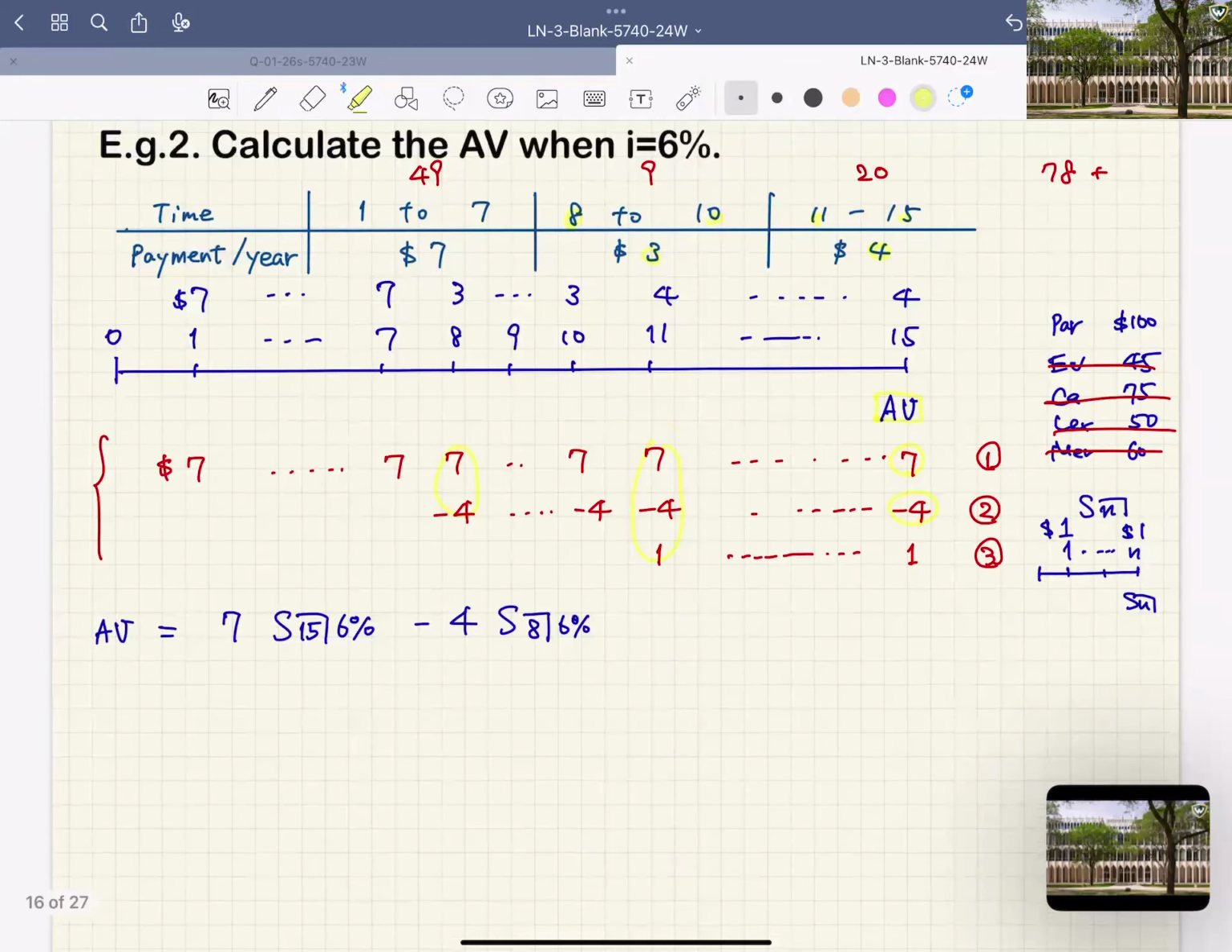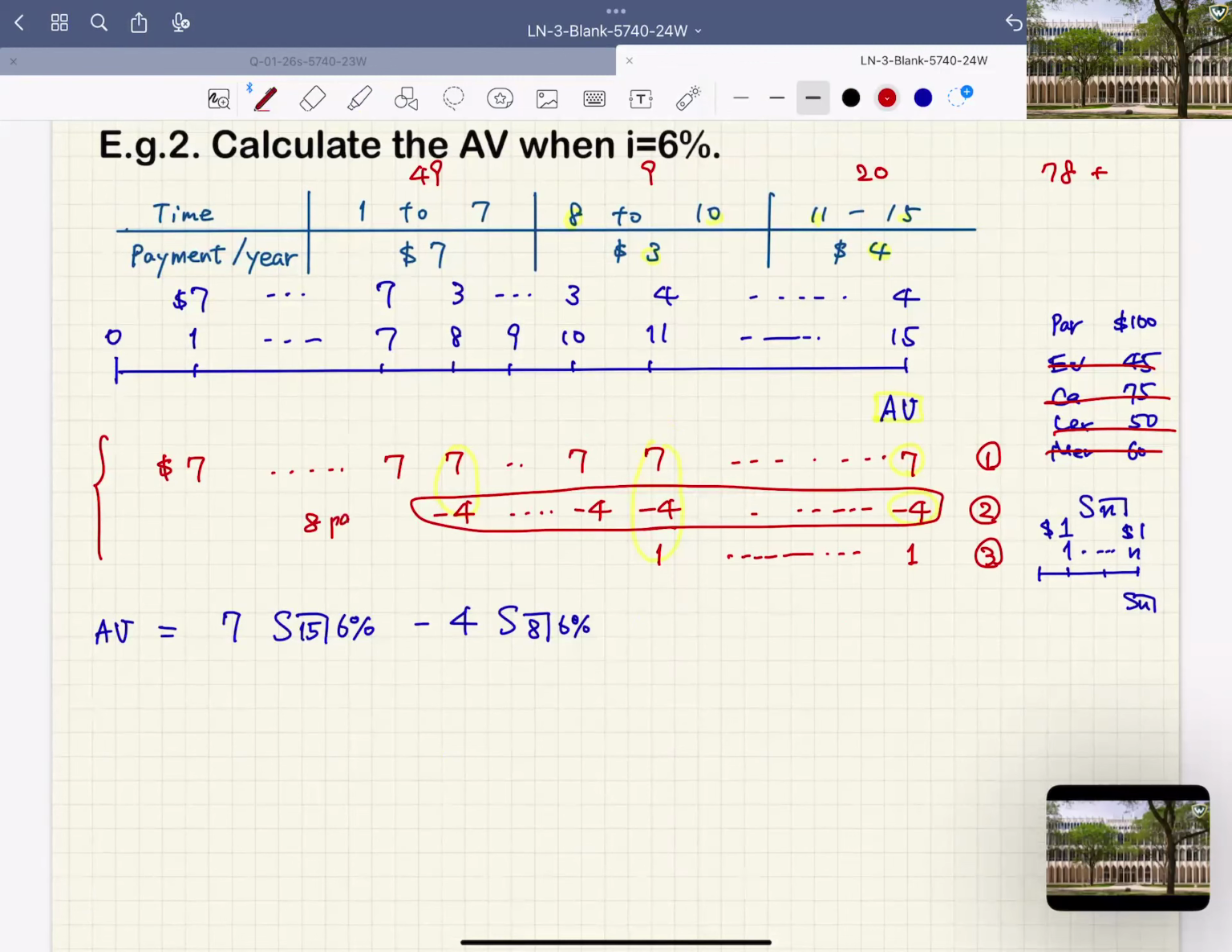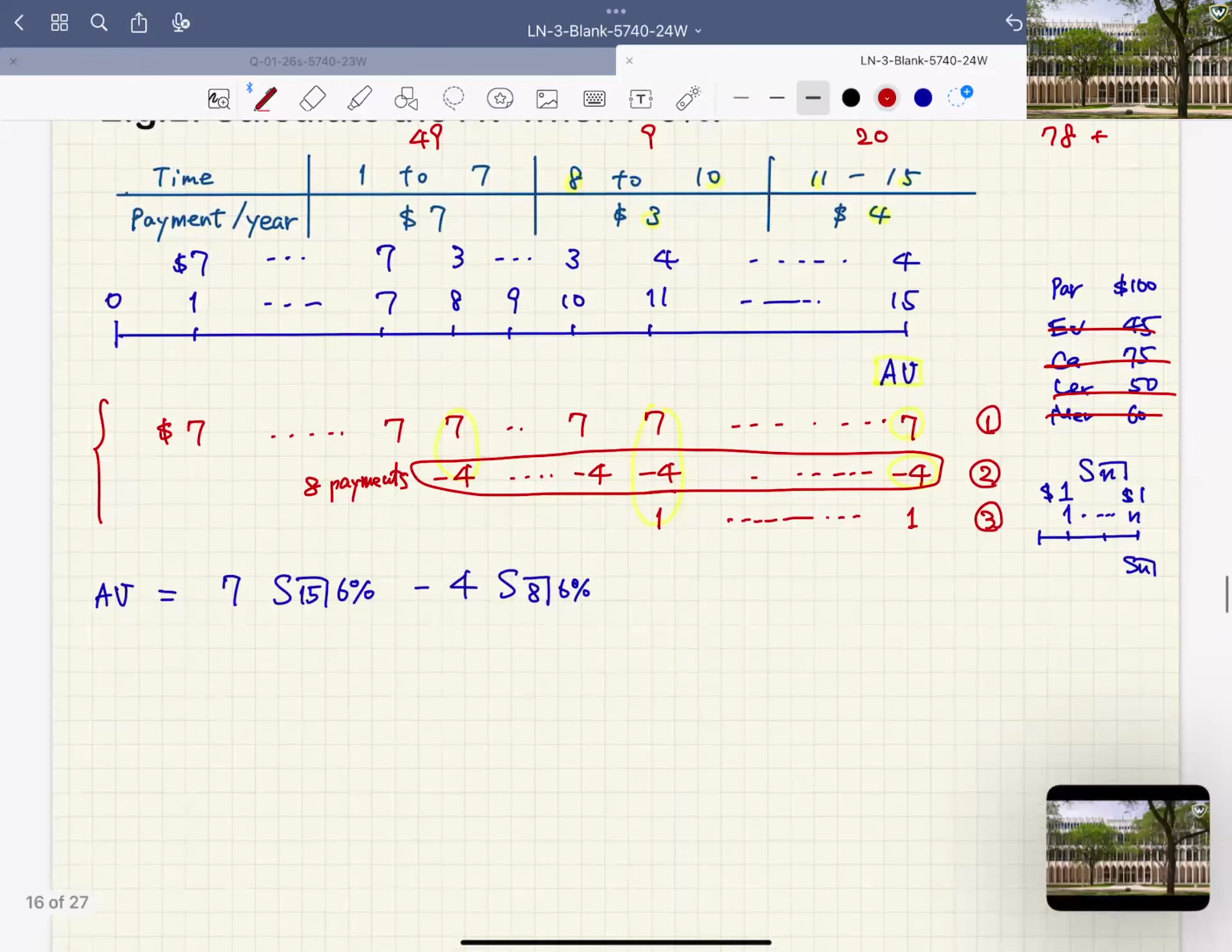We have 8 payments, right? From t equal to 8 to 15. So 15 minus 8 plus 1, so we have 8 payments. Then lastly, we have $1 payments, $1 each for 5 years, right? So 5 payments.